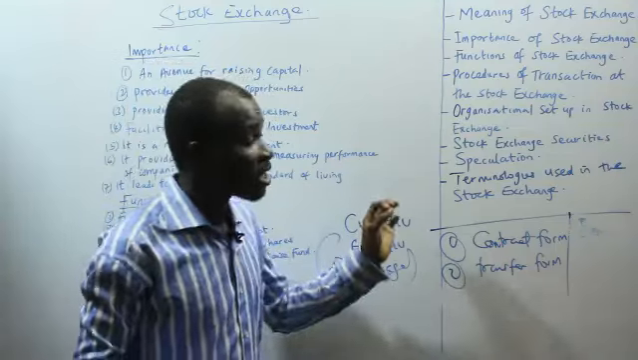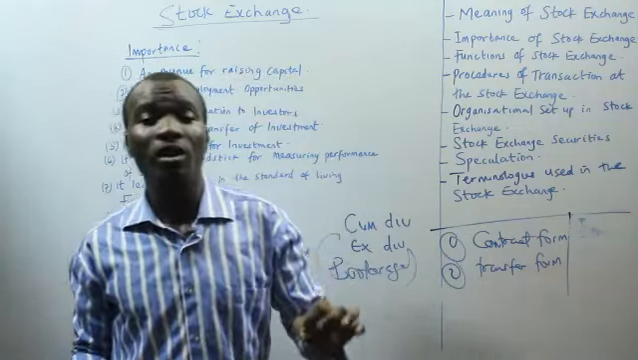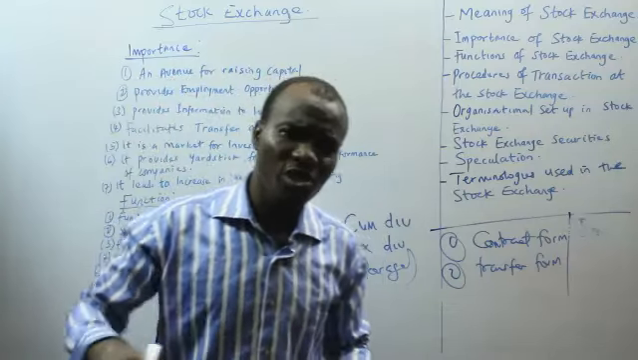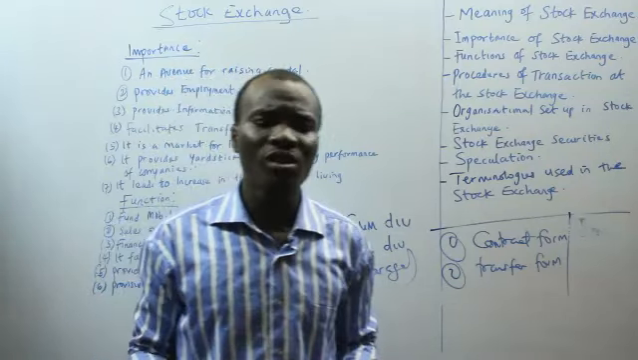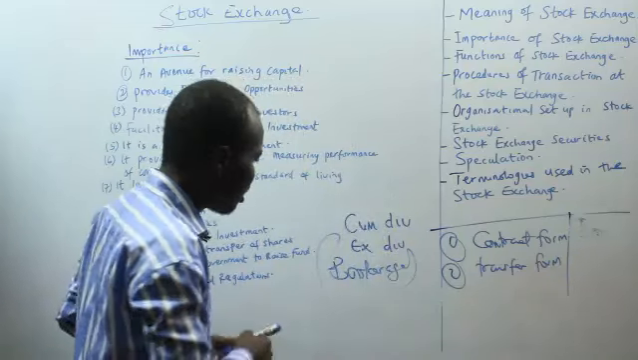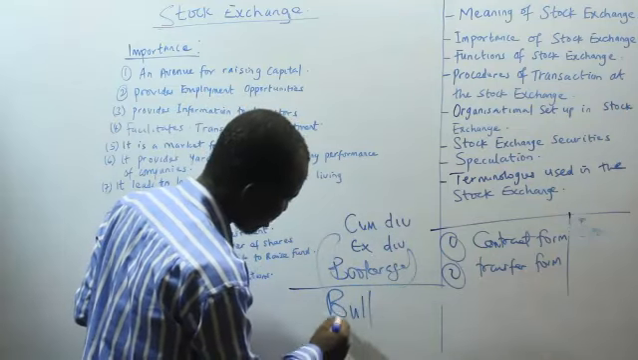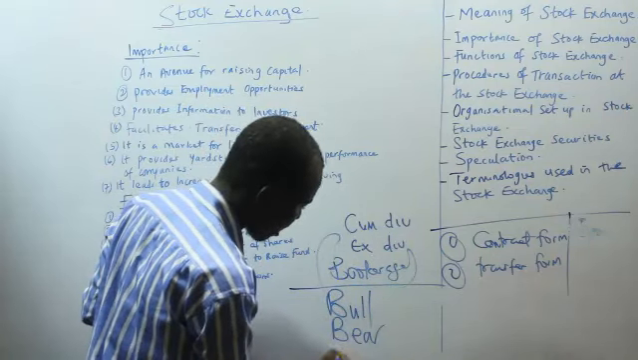So the speculators actually anticipate that in future there will be a fall or a rise in the price of securities in order to quickly make a profit from such a transaction. So we have three types of speculators in the exchange. We have the bull, we have the bear, and we have the stag.